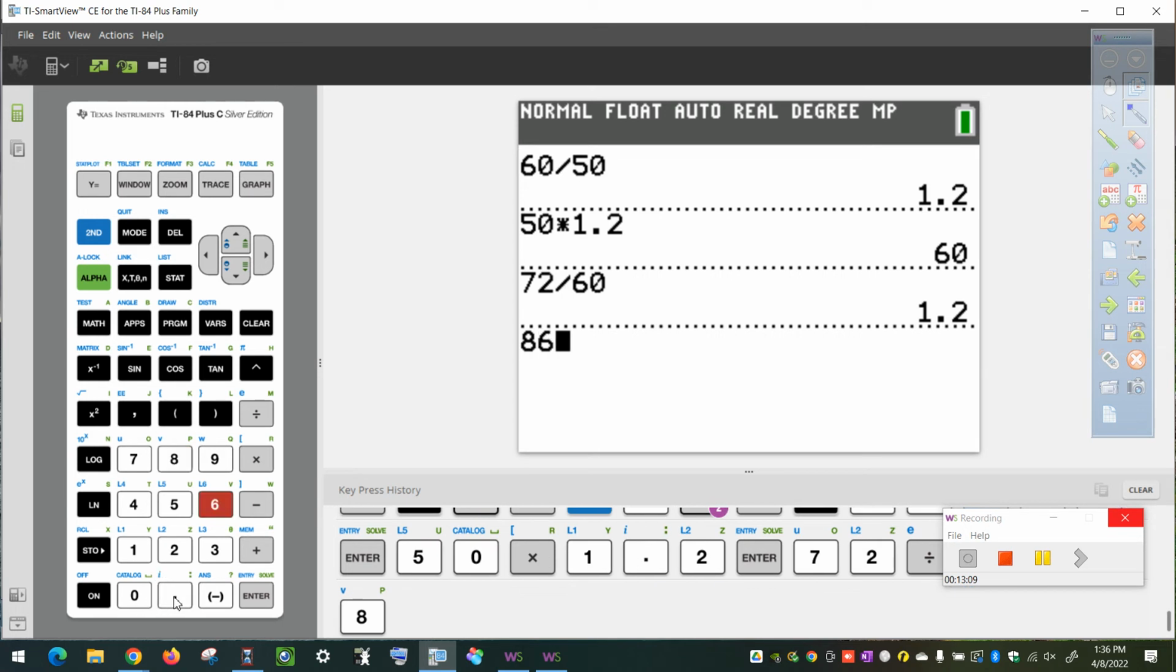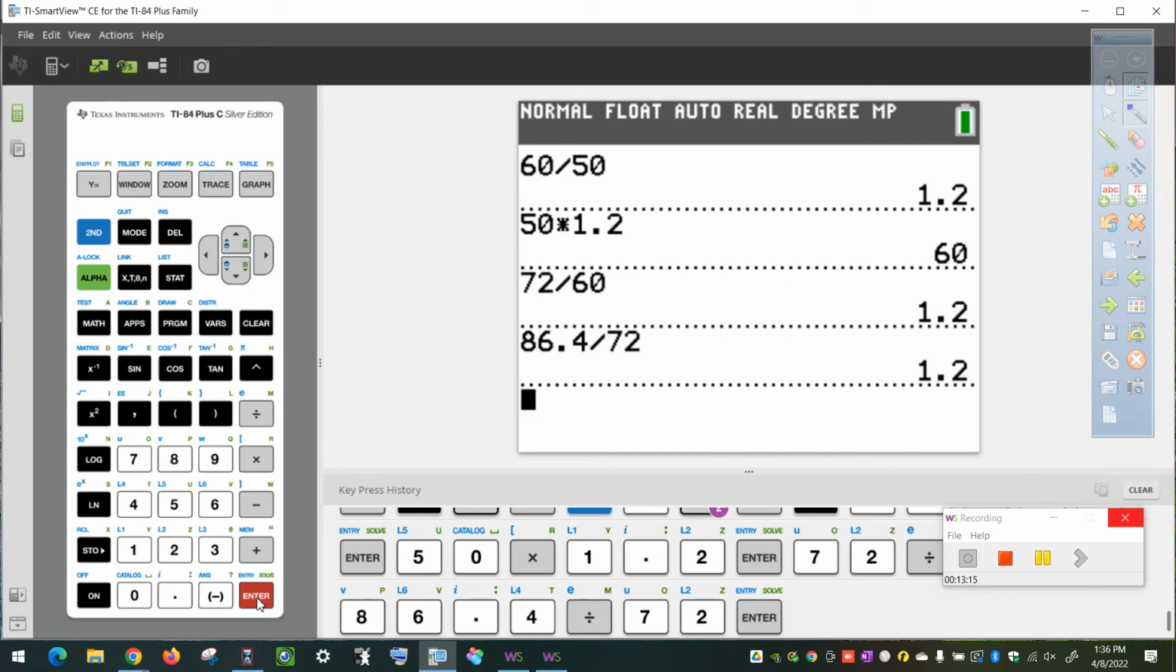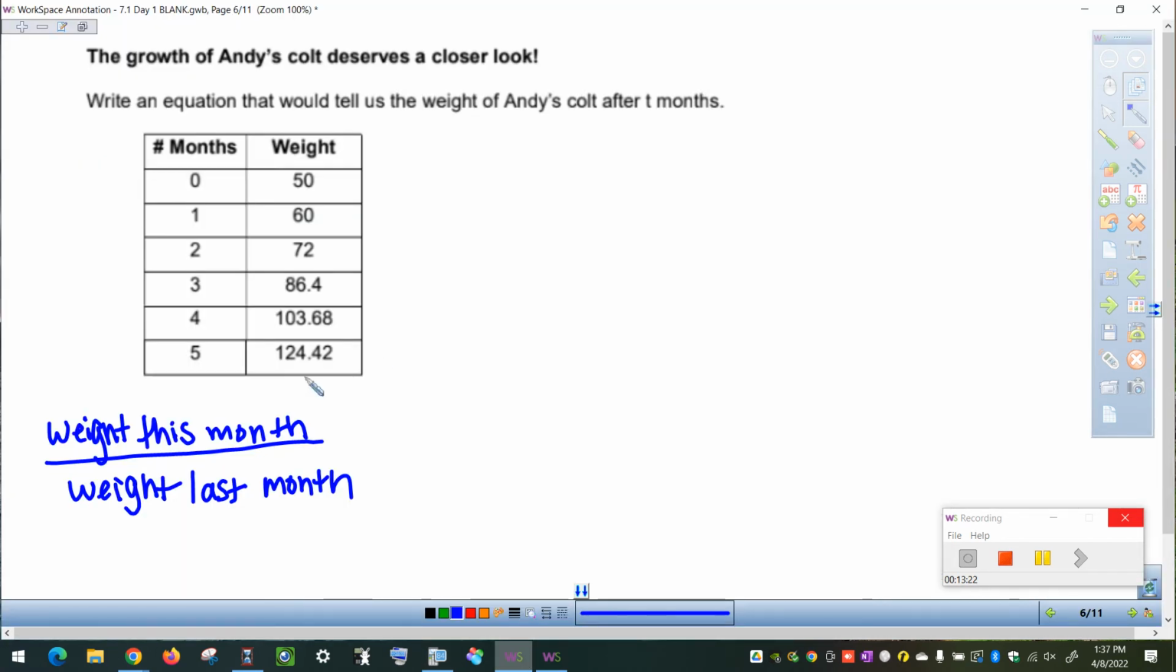If we check it for one more, the weight at the end of the 3rd month divided by the weight at the end of the 2nd month, that was a little crazy, we get 1.2 again. So if we were to continue checking all the values, we should see that every time the ratio ends up being 1.2. So what that's actually showing us here is there may have been a faster way from the very beginning to figure out the weight for Andy's colt. Every time we go forward 1 month in time, we're actually just multiplying the values by 1.2.